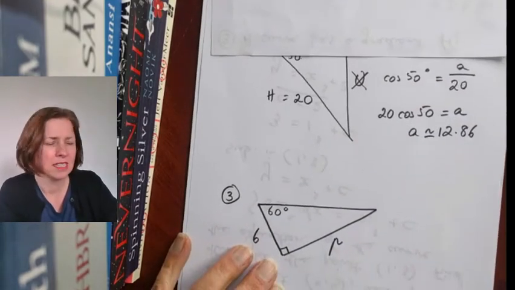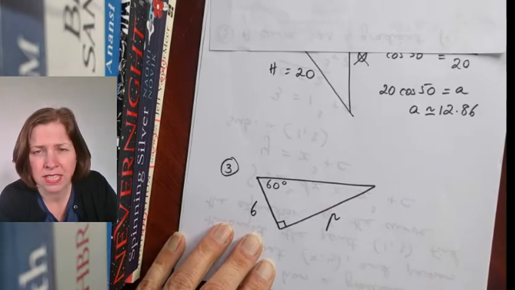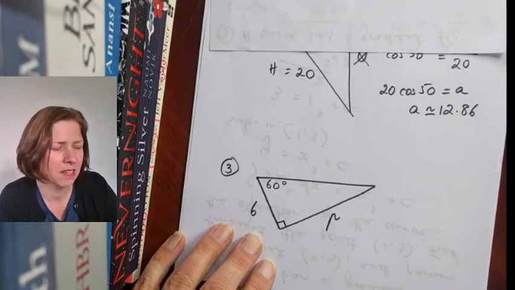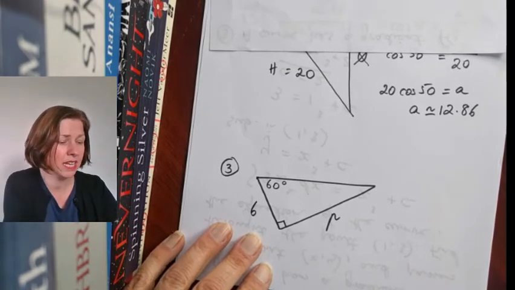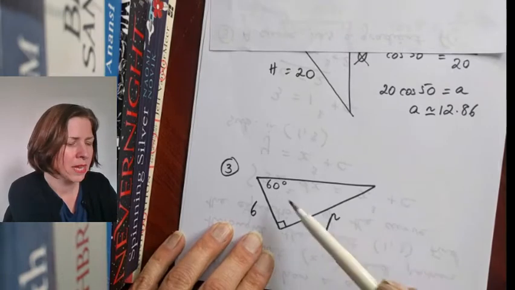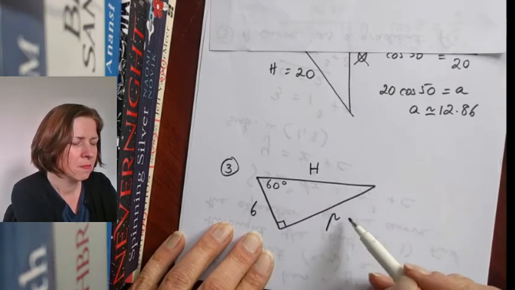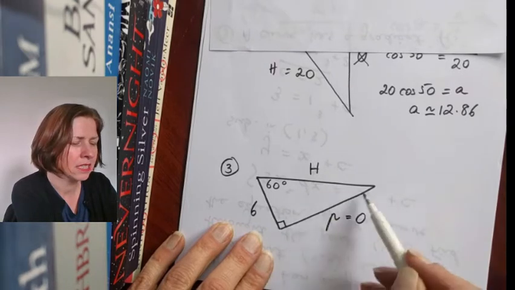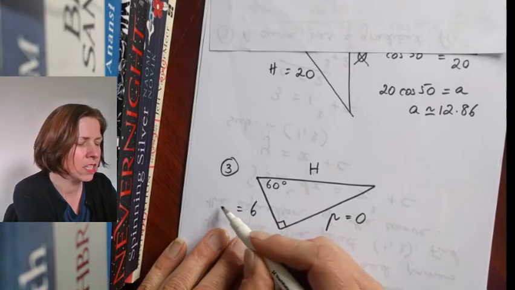Okay, second last example. Once again, if you want to pause and do it yourself and then hit play and check your answer, that's a good way to do it, especially now you've seen 2 done already. So let's label. There's my 60 degrees. My hypotenuse is the longest side. This P is going to be the opposite because it doesn't touch the 60 anywhere. And so this 6 is going to be the adjacent.